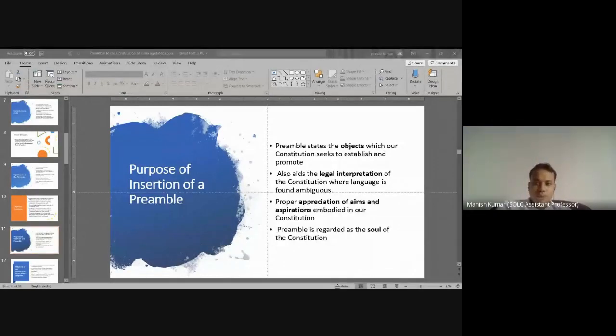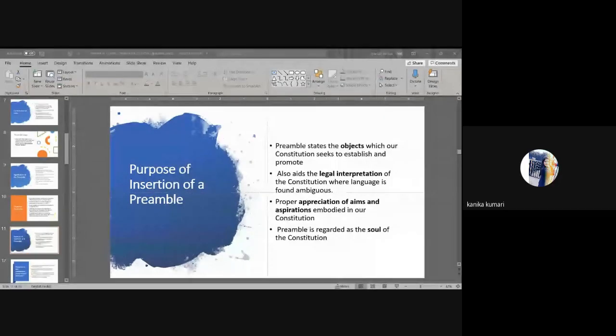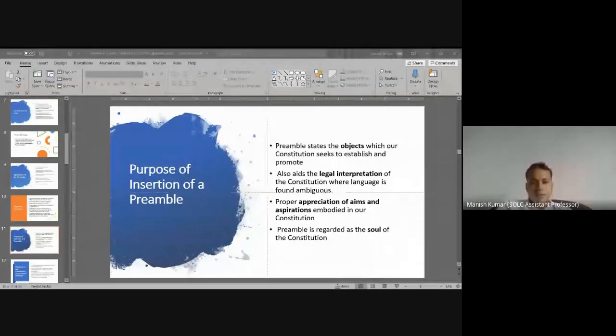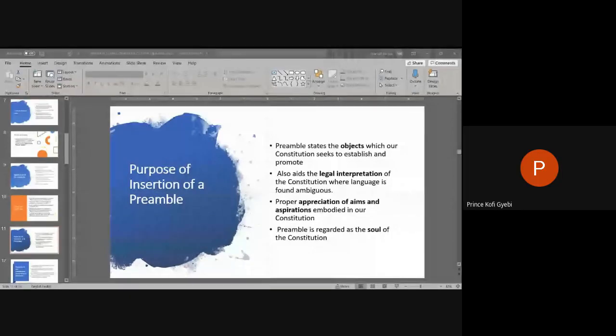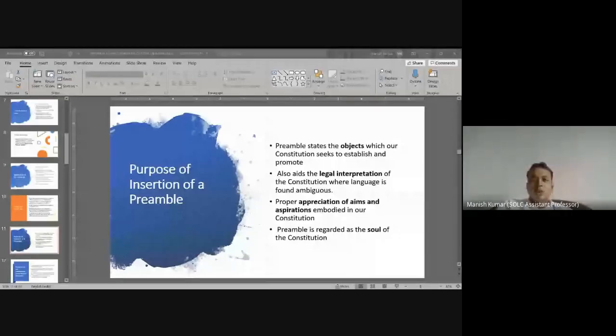Kanika, are you here? Kanika, Prince. Is it clear? Yes, sir. Is it clear? Yes, it's clear. Okay. So it's very difficult to take the name of each one. So it's my request, if you have any doubt and if you are not able to understand anywhere, you are free to speak and free to ask. Is it clear to you?